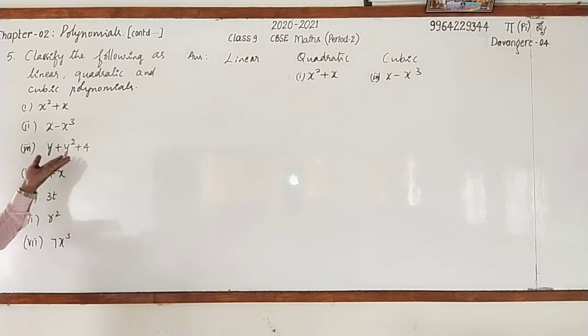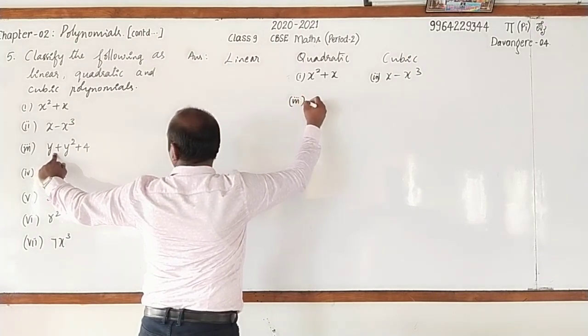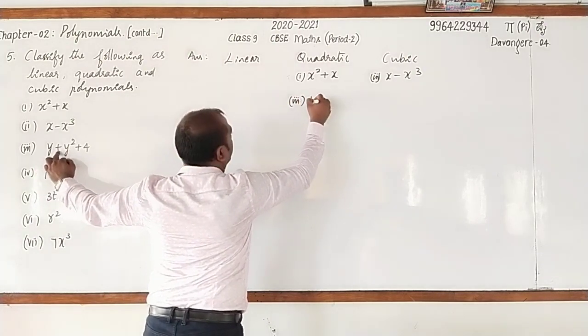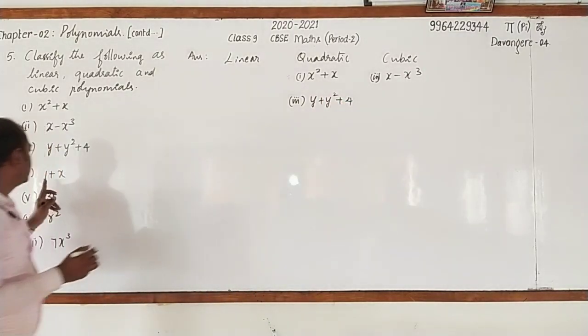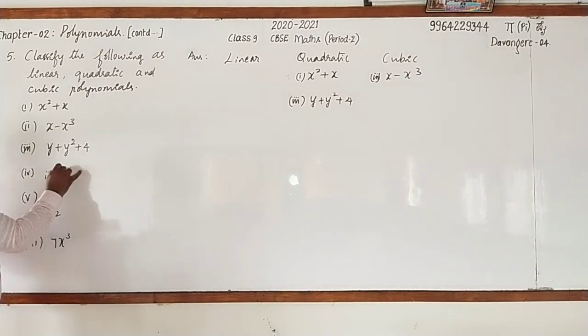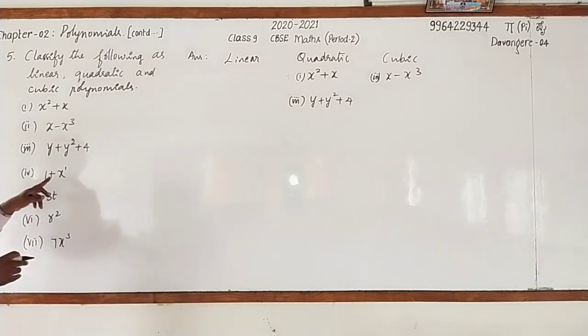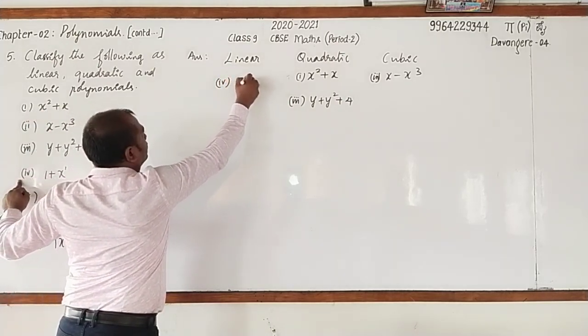Degree is 2. Therefore, it is a quadratic polynomial. So, third one belongs to quadratic polynomial column. Y plus y square plus 4. Next, fourth one. 1 plus x is there. What is the highest power? Power of x is 1. Degree is 1. A polynomial of degree 1 is linear polynomial. So, fourth one belongs to linear polynomial.